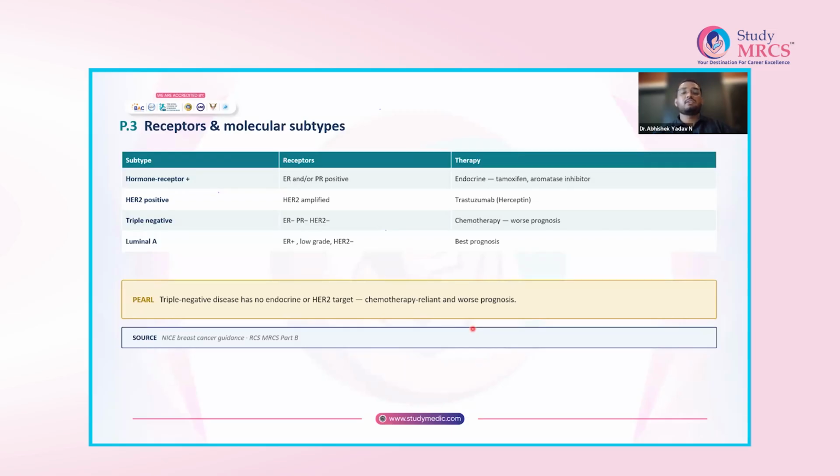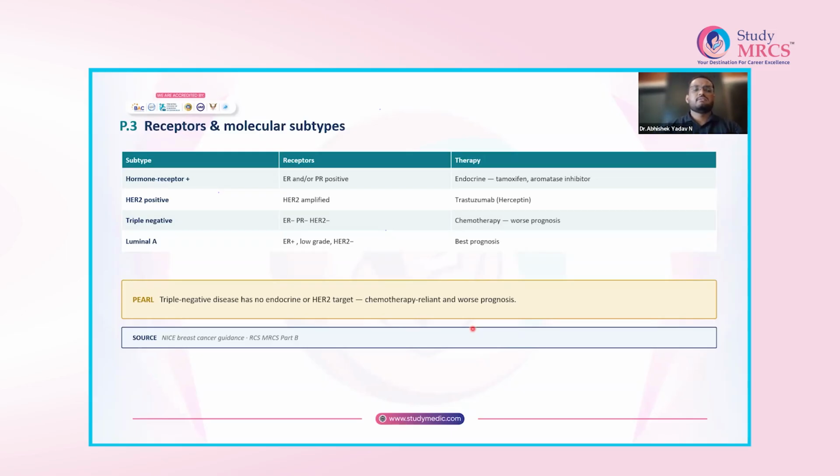They have a very worse prognosis. In such conditions, we go for chemotherapy with certain chemotherapy drugs. Something called luminal A type, where they are HER2 receptor negative, they are estrogen hormonal receptor responsive, but they don't have a HER2 response. So they are very good prognostic indicators because they have a very low grade kind of tumors.